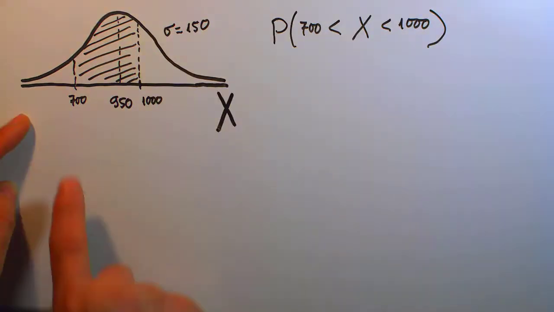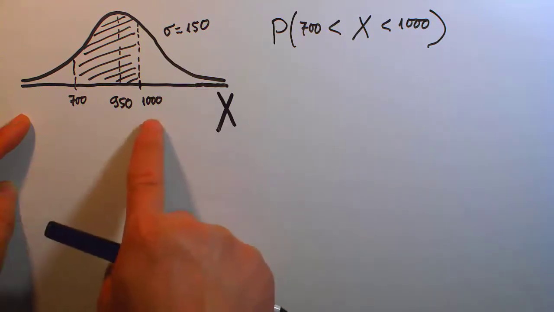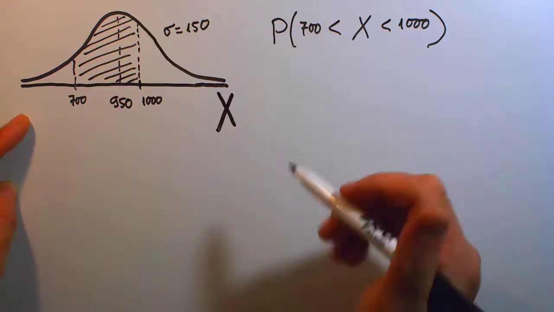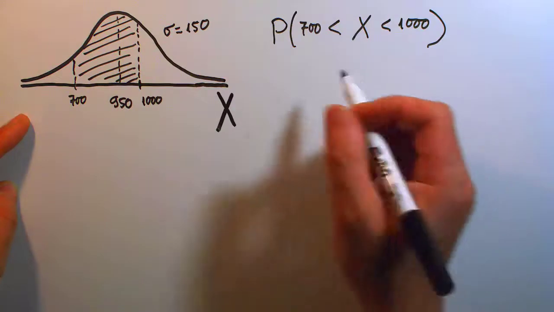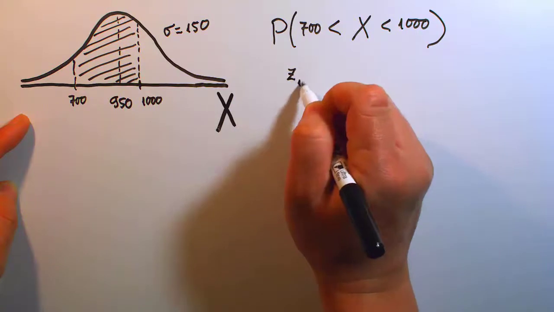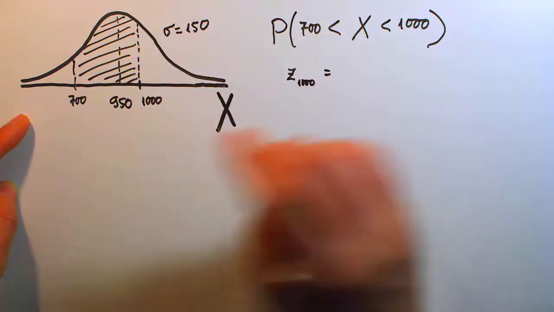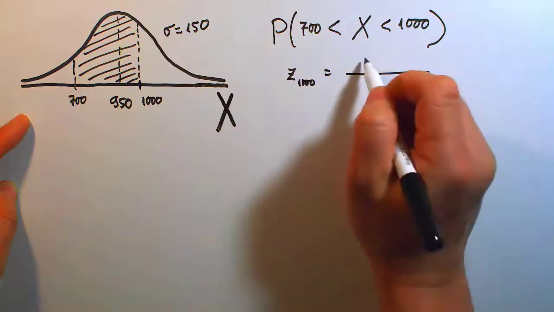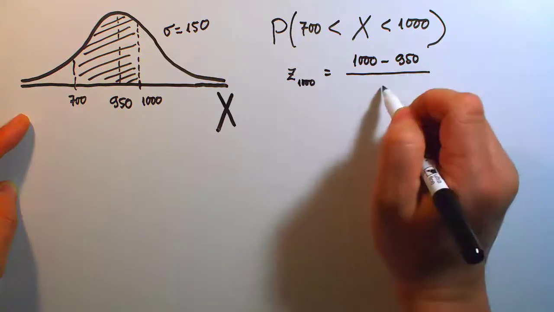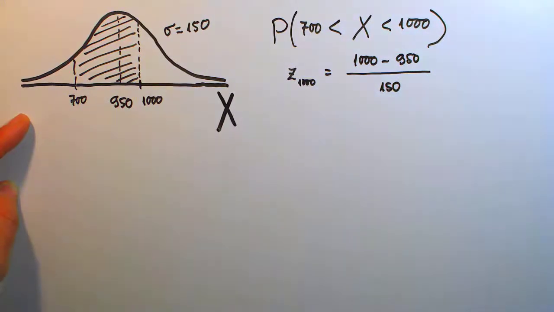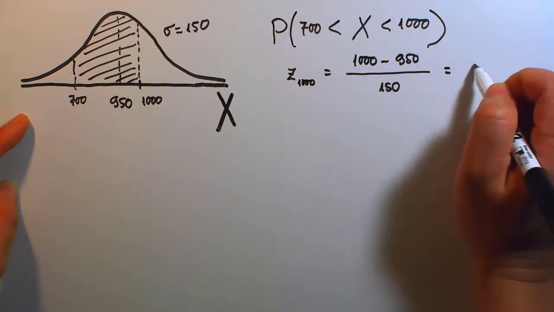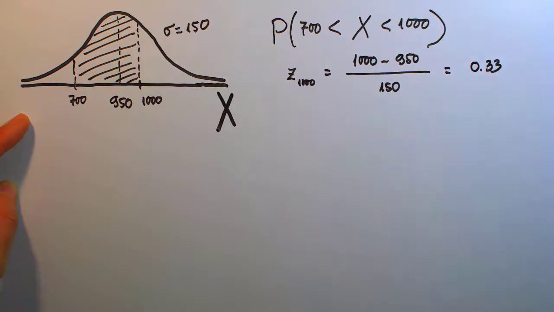And here we're looking at two different values on our curve, so be aware that each one of these will have a corresponding z-score. I am now going to find each z-score individually. The z-score of my value 1000 on this bell curve is done by the standard math: z equals 1000 minus 950 divided by 150. The calculation comes out being a positive 0.33.